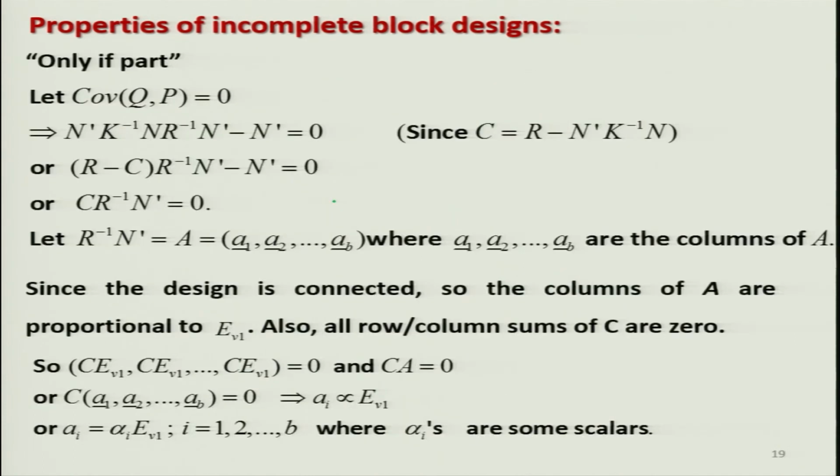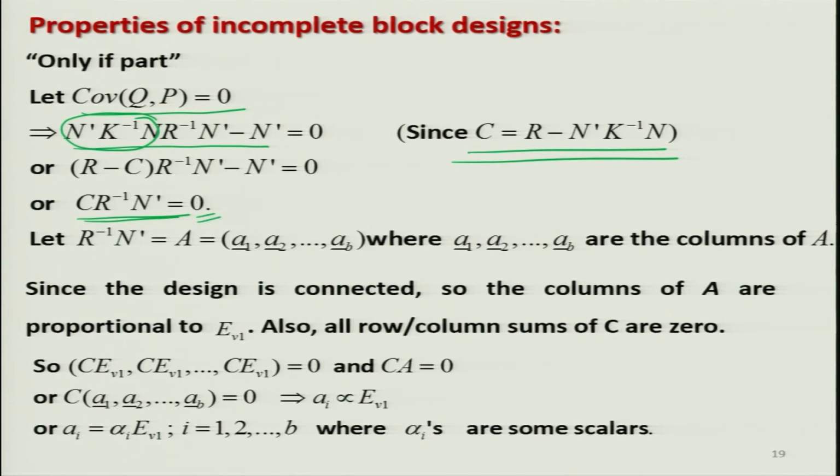Now, in case you take the only if part, that is also straightforward using the concept of linear estimations. So, I can write down that the covariance between Q and P is equal to a null matrix. If this condition holds true, that is the same condition that you had obtained earlier for the orthogonality, and if you try to remember, we had substituted the value of N transpose K inverse N using the definition of C, and this condition came out to be C R inverse N transpose equal to null matrix.